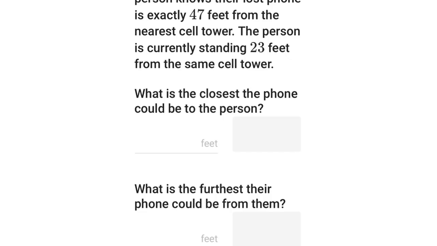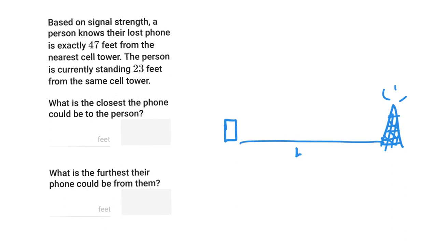All right, here is our application question. It's kind of a nice real-world situation, but it says, based on a signal strength, a person knows their lost phone is exactly 47 feet from the nearest cell tower. So here's their phone. Here's the cell phone tower. Okay. They know that their lost phone is exactly 47 feet from the tower.